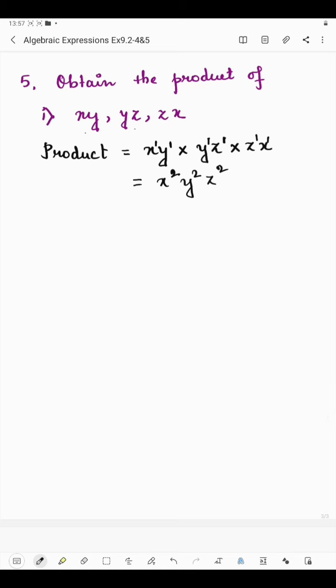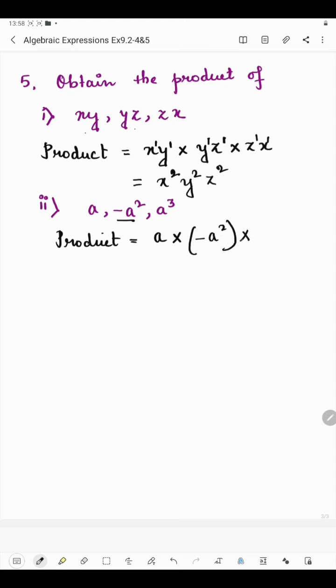Okay, now coming to the second part. In the second part we have minus a square and a cube. So we'll find the product of this. So a into, now this term has a negative sign, so we'll put it in a bracket, and then we have a cube. Now we have a minus sign, so we'll put the minus sign at first. Now we'll count how many times a is present. So it's 3 plus 2 is 5, and here is 1, so it's 6. So it will be a to the power 6. So the answer of the second part will be minus a to the power 6.